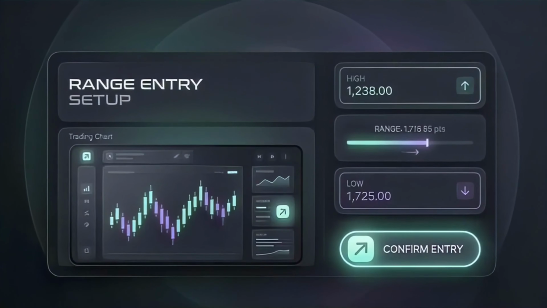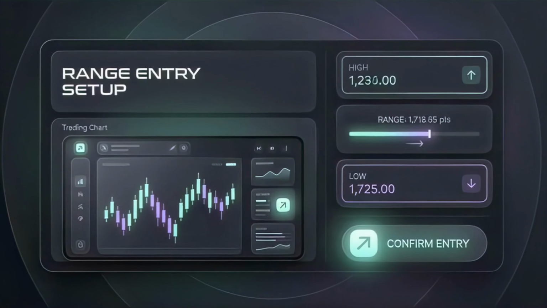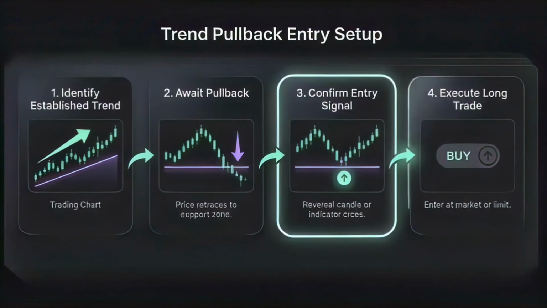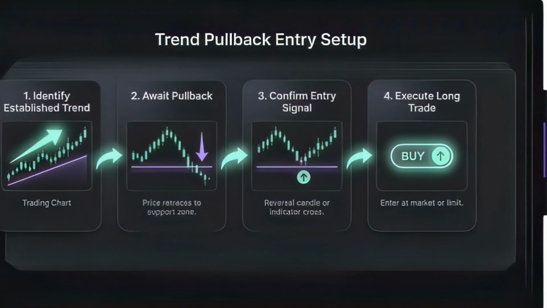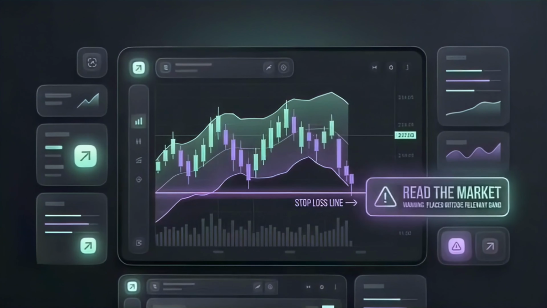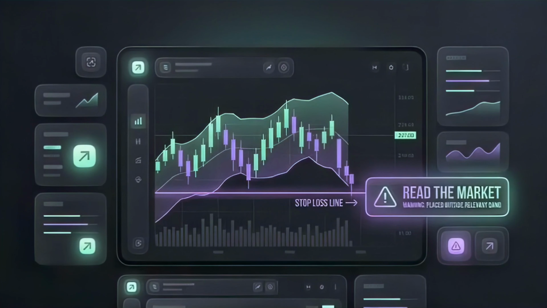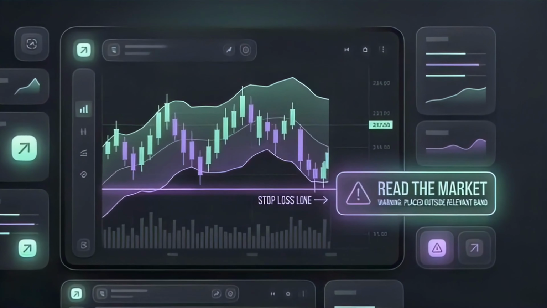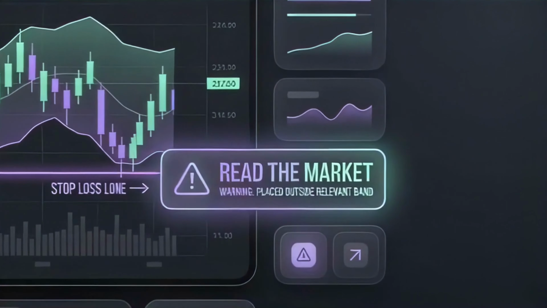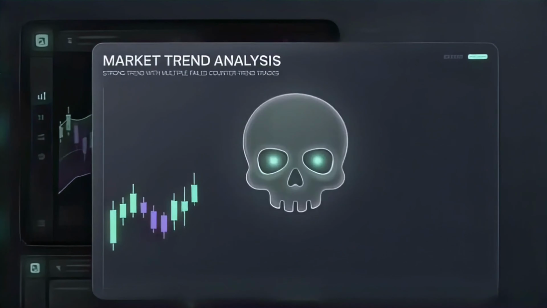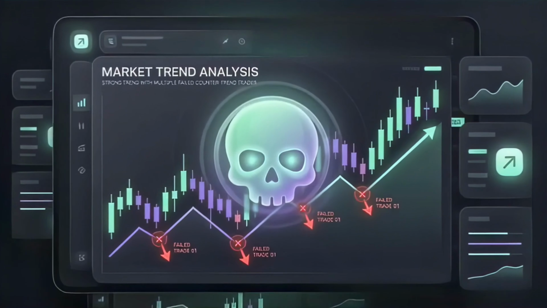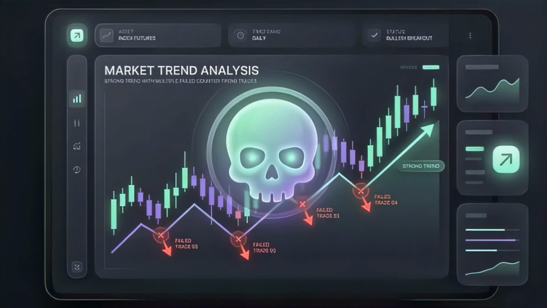Enter the range fade on the close back inside the band with the strength index turning, or enter the trend pullback on a bounce off the basis line with the strength index holding above 50. Stop beyond the band you entered against. The cost is that this demands you correctly read range versus trend first every time. But that read is exactly what saves you from the single most expensive mistake traders make with bands, which is fading a trend to death.